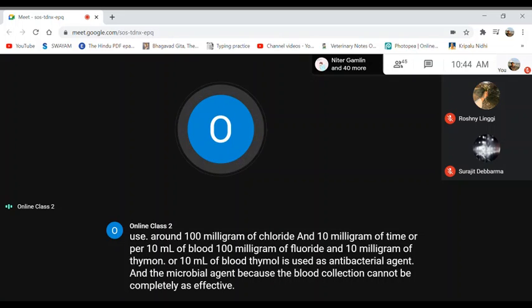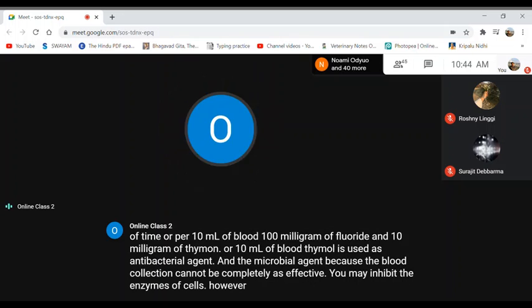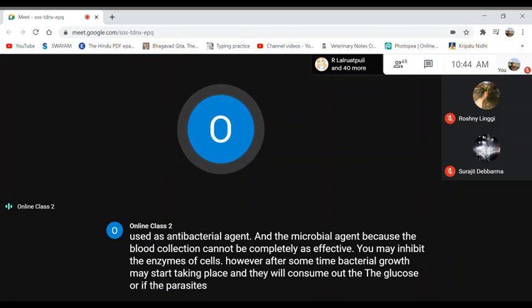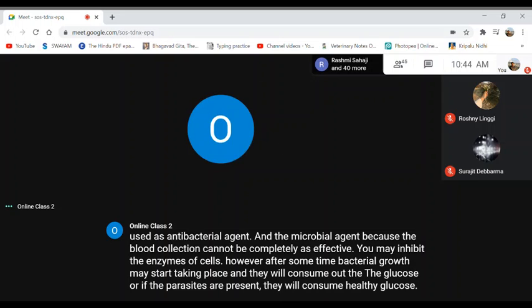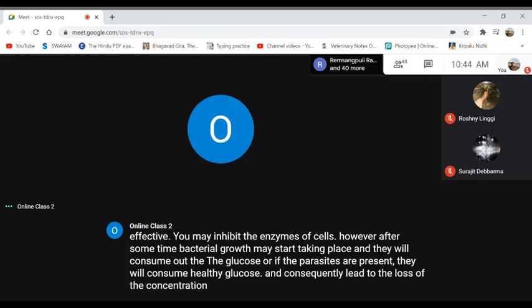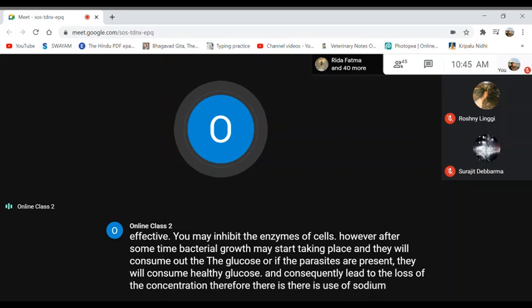You may inhibit the enzymes of cells. However, after some time, bacterial growth may start taking place and they will consume the glucose. Or if parasites are present, they will consume the glucose and consequently lead to the loss of glucose concentration. Therefore, there is use of sodium fluoride in combination with thymol.